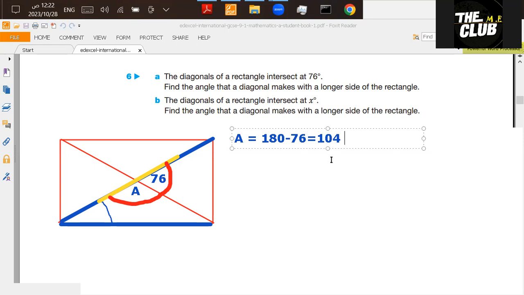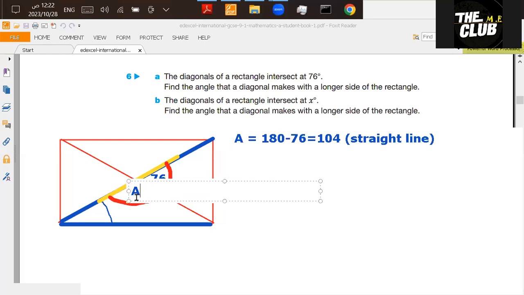And what's the reason here? Because this is a straight line. Very good. So we found this angle and we wrote the reason. Now, after finding this, which is 76, so this one is 104. Okay. Good. Now, after finding this angle, I can find the angles down here. Let's call them B and C. Let's say this is B, and this one is C.